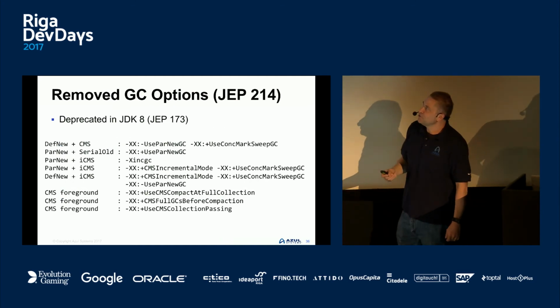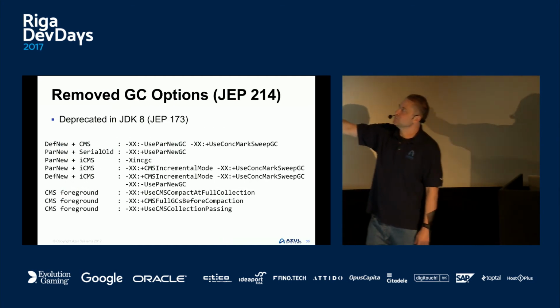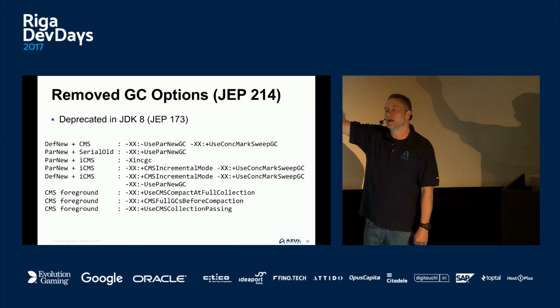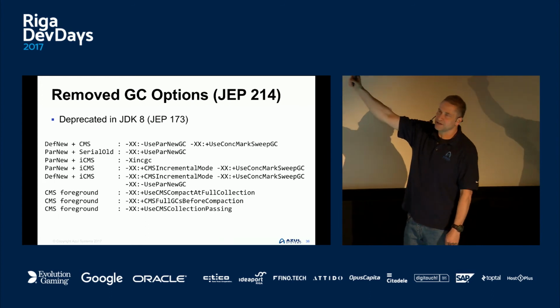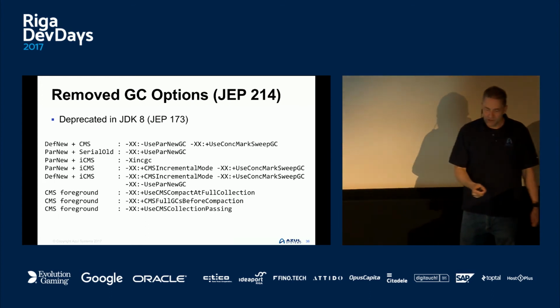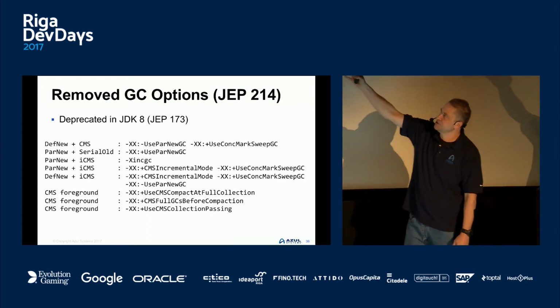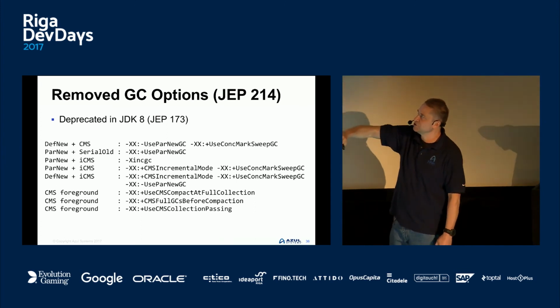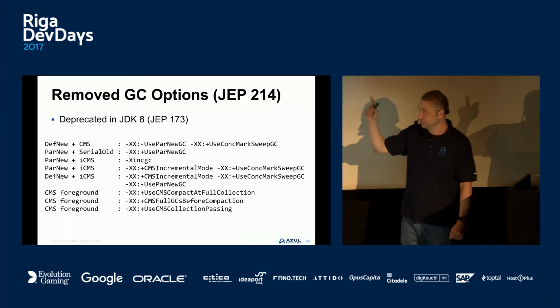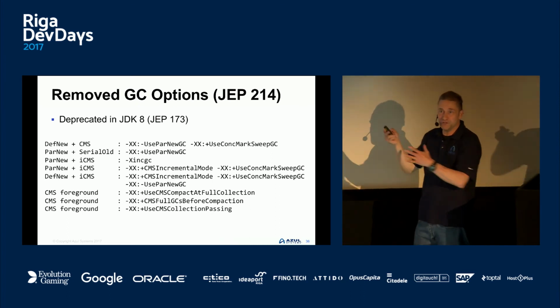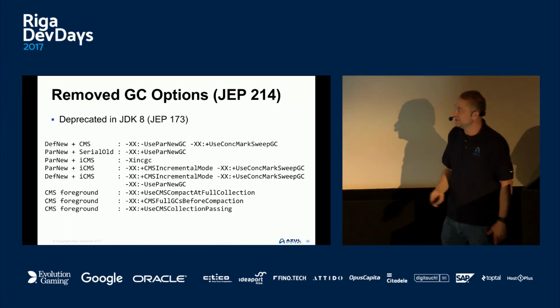GC options have been removed, a group of these which are no longer tested. They may still work, but they're no longer tested, no longer supported. A lot of these relate to incremental concurrent mark sweep and some of the parallel new sort of combinations. If anybody's using parallel new and serial old, you really need to change that. Not for the reason that this is going away, but it's just not a good idea.